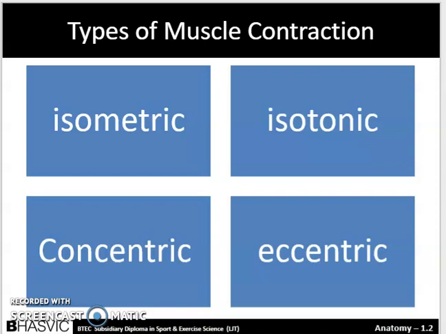Next one is an isotonic contraction. This is when the muscle length does change and is usually a method of muscular exercise, as they are repeated contractions, hence why they can change lengths. A sporting example of this would be long jump, as your muscles can change length depending on what phase you are in that skill.